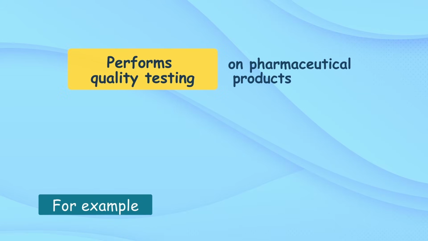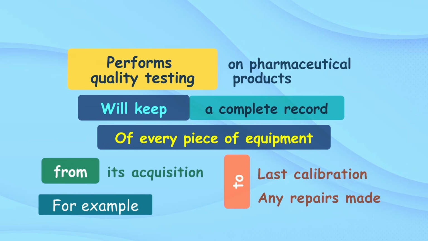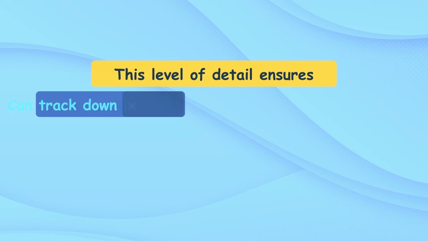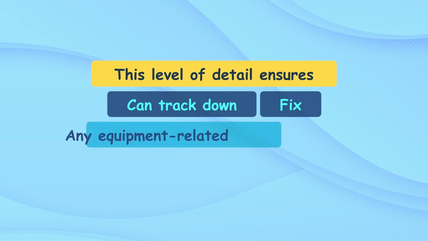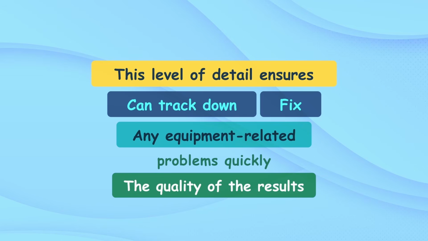For example, a laboratory that performs quality testing on pharmaceutical products will keep a complete record of every piece of equipment, from its acquisition to its last calibration and any repairs made. This level of detail ensures that the laboratory can track down and fix any equipment-related problems quickly, while maintaining the quality of the results.